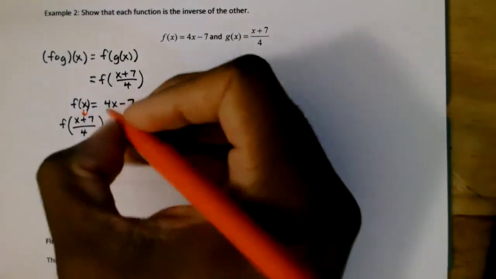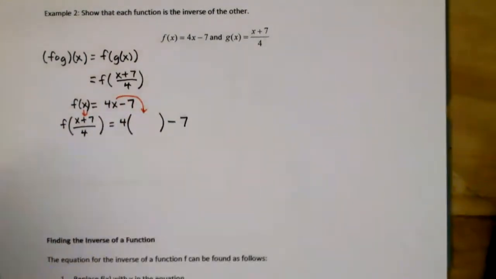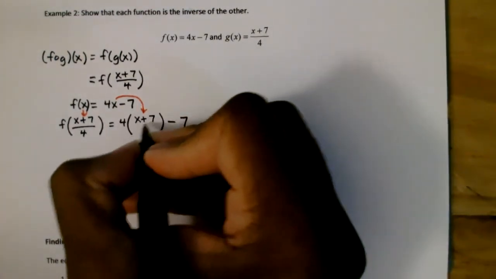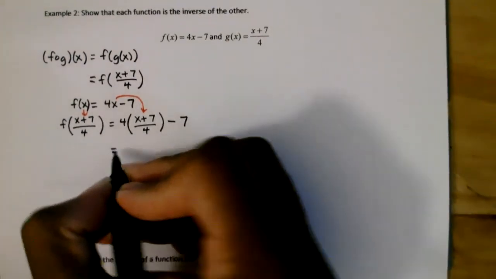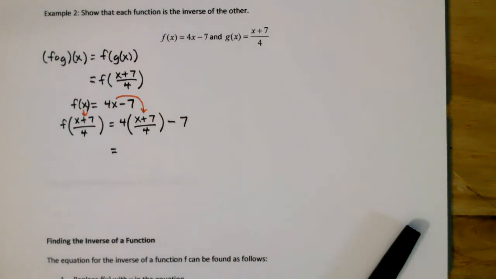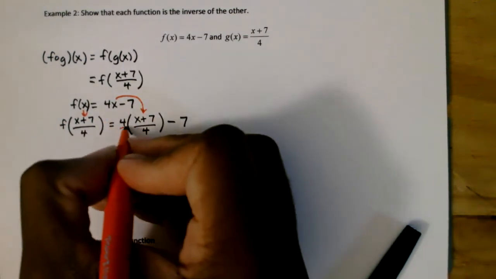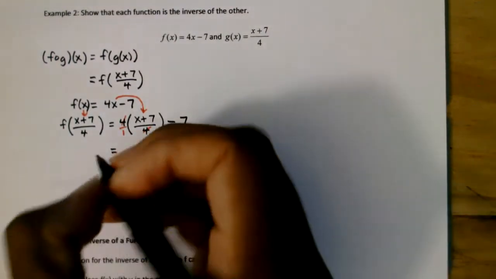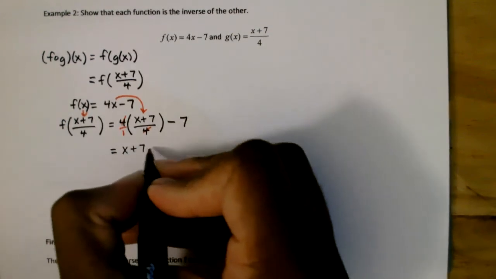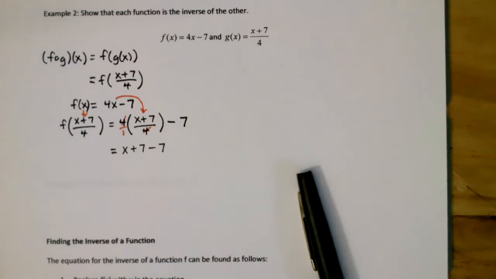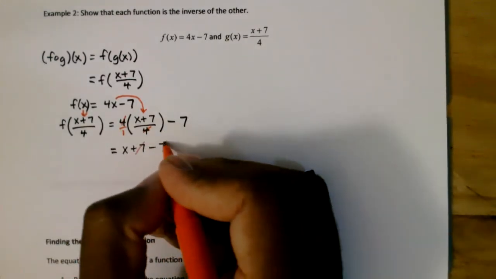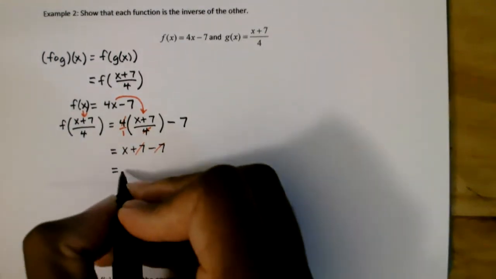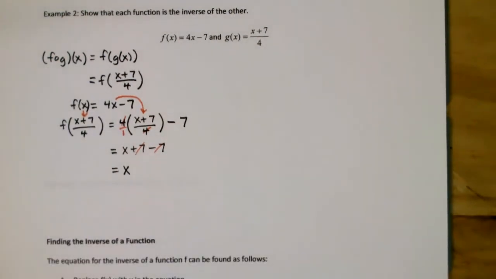And then in 4x minus 7, this x will be substituted with what g of x is, that's going to be the x plus 7 over 4. So here I'm going to simplify the right-hand side. This 4 is like 4 over 1. The 4's divide out, so you'll have x plus 7 over 1, which is just simply x plus 7. And then bring down the minus 7. Plus 7 and the minus 7 add to 0, and you're left with just x. So the composition of f with g of x is equal to x.